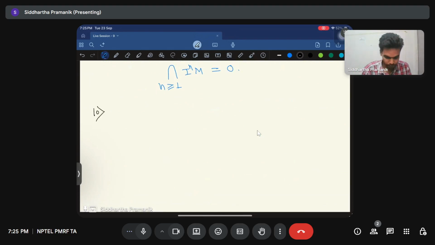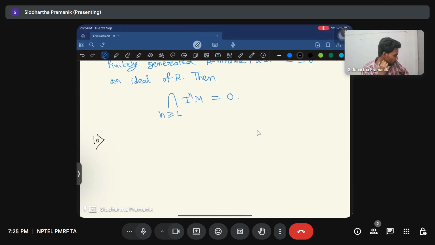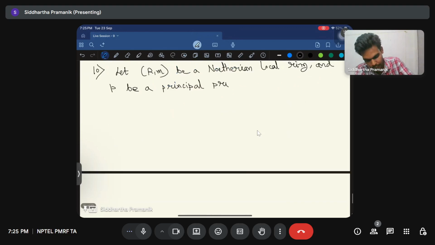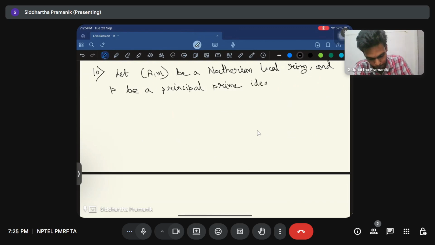So it is problem number 10. Let (R, m) be a Noetherian local ring and P be a principal prime ideal such that height of P is equal to 1. Then R is a domain.